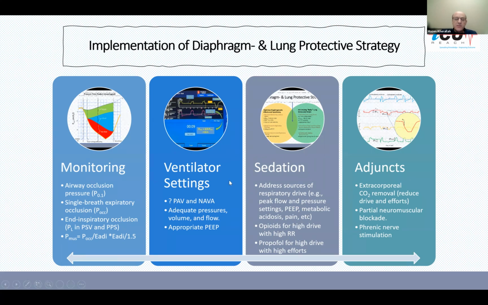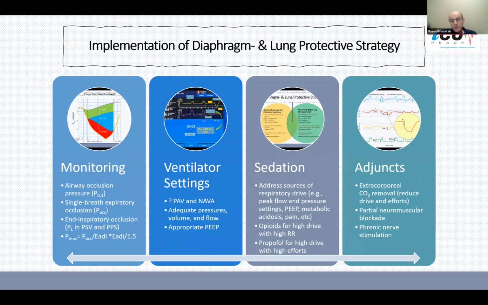Now, in terms of ventilator settings, which ones will promote more diaphragmatic protection? We have data about proportional assist ventilation, or PAV, and NAVA, the neurally adjusted ventilatory assist. We can dedicate special sessions to that. We need to adjust the pressures, volume, and flow for the protection of the diaphragm and the lungs, and set appropriate PEEP for the patient. In terms of sedation, you need to address sources of respiratory drive.